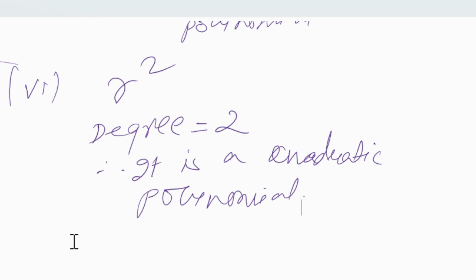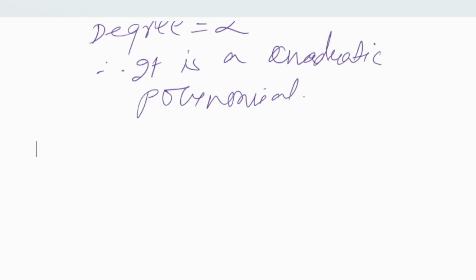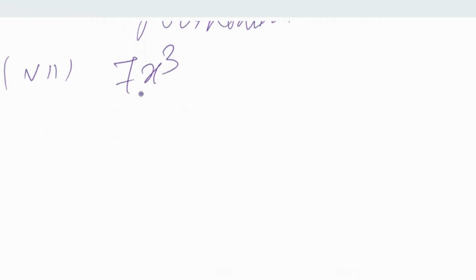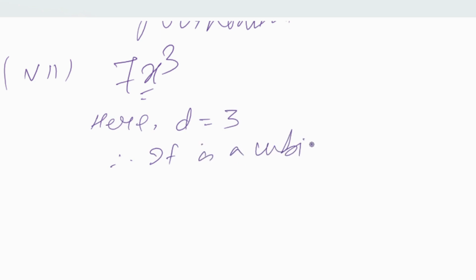Let's do number 7. Number 7, 7x cube. What is the variable here? x is the variable. What is the power of x? 3. So here the degree is 3. Therefore it is a cubic polynomial.